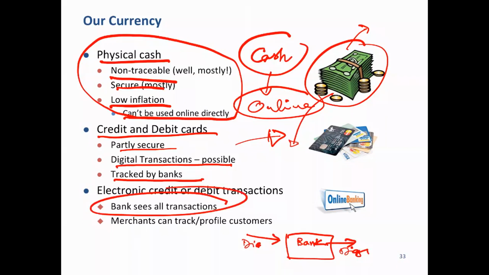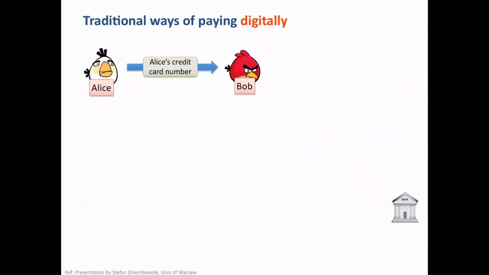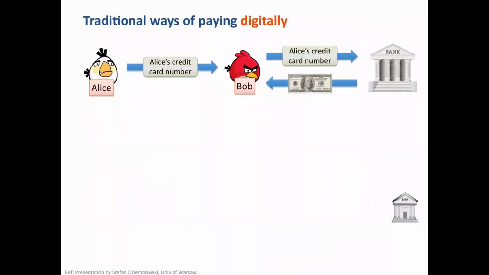So the bank sees all the transactions. All right, so basically, even if you use a credit card, Alice has to trust Bob. Now of course there is a problem here: Alice cannot share her credit card number with Bob. It's not a normal practice, even with an intimate partner. But let's assume she shares the credit card with Bob, then Bob can use Alice's credit card number and get services or money from the bank.